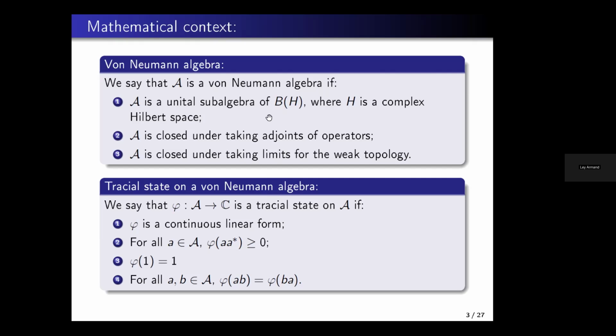You also ask additional conditions to be a von Neumann algebra. You ask that it is closed under taking adjoints of operators. The adjoint is well defined on the space B(H), if H is a Hilbert space, the space of bounded operators. And you ask also that this subalgebra of B(H) is closed under taking limits for the weak topology. You have a lot of topologies on B(H), the space of bounded operators, and for one of them, one of the weakest, you ask that it's closed under taking these limits.